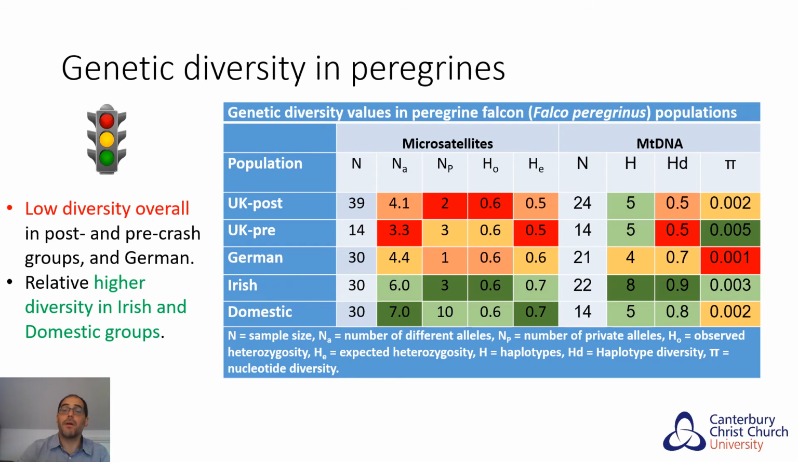And this is mirrored between microsatellites and mitochondrial DNA. So we see a pattern here of UK peregrines being less diverse than those from Ireland and other groups, and the domestic groups as well.